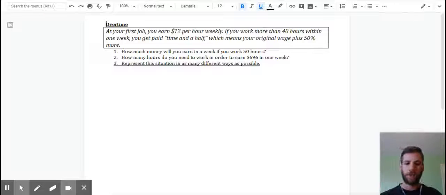In this particular word problem, we are looking at an example where someone is at their first job and they earn $12 per hour. If they are working more than 40 hours within 1 week, they're getting paid time and a half. That is overtime pay and very common among hourly workers. It means that they're just making their original wage, in this case $12 per hour, plus 50% more just for those overtime hours, the ones beyond the 40-hour standard work week.